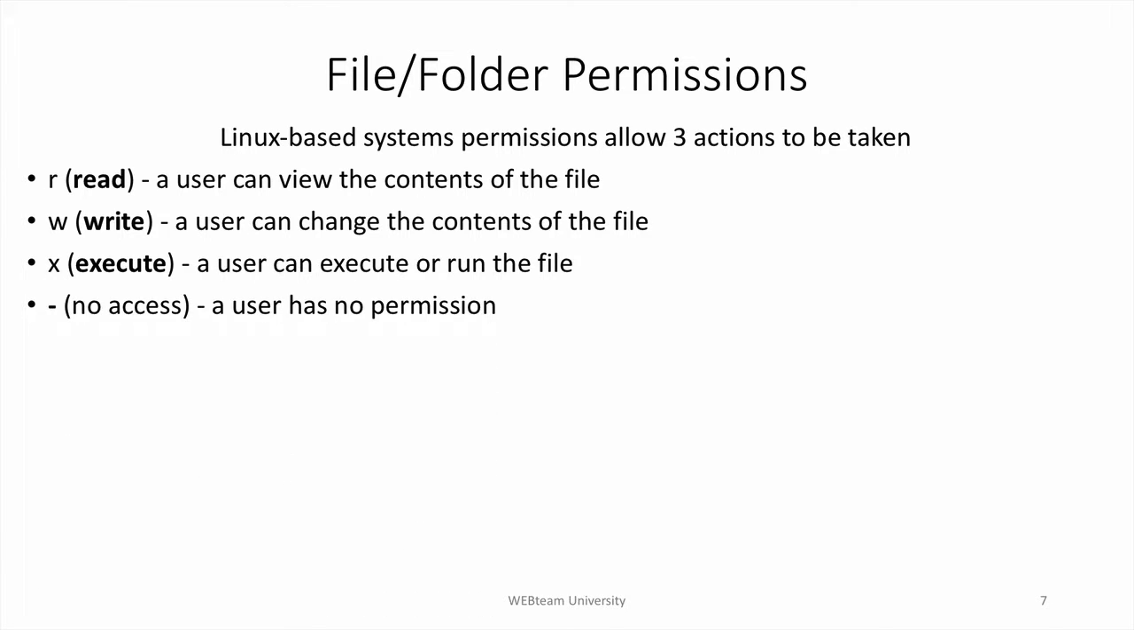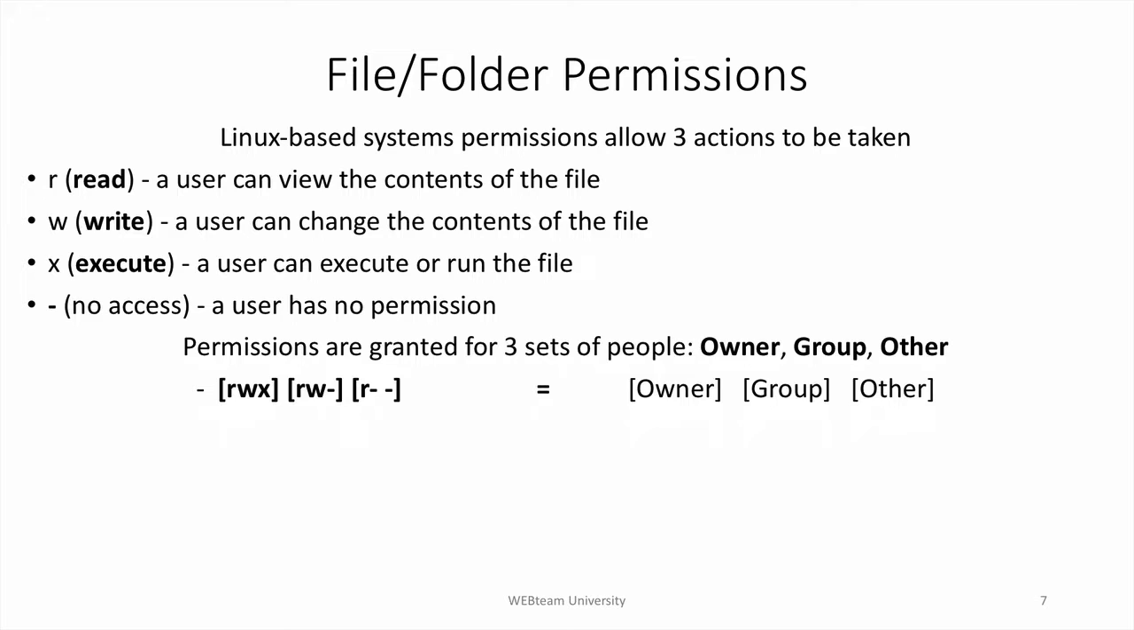Of course, there's a 4th, which would be a dash. That's no access. Essentially, we have 3 options: read, write, execute. Permissions are granted for 3 sets of people: owner, group, and other. In this example, we have a dash in the front explaining normal file, and we have permissions given as 9 letters. You would ignore the brackets. They're only here for demonstrating purposes. You wouldn't normally see those.